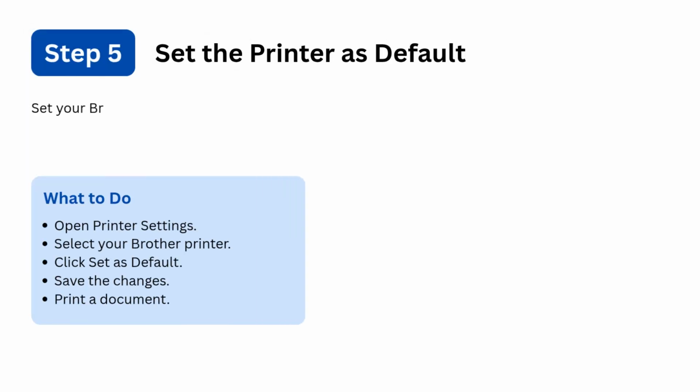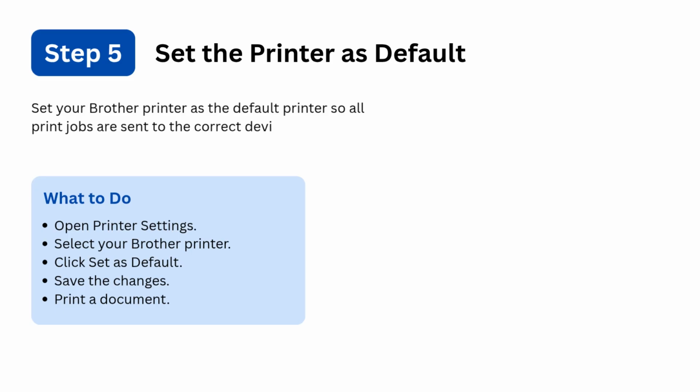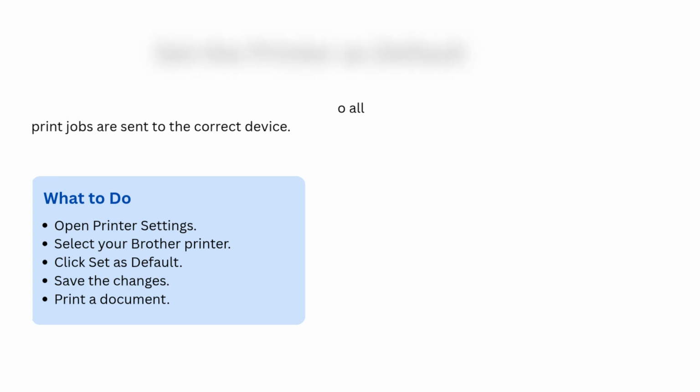Step 5. Set the printer as default. Set your Brother printer as the default printer so all print jobs are sent to the correct device. What to do? Open printer settings, select your Brother printer, click set as default, save the changes, print a document.